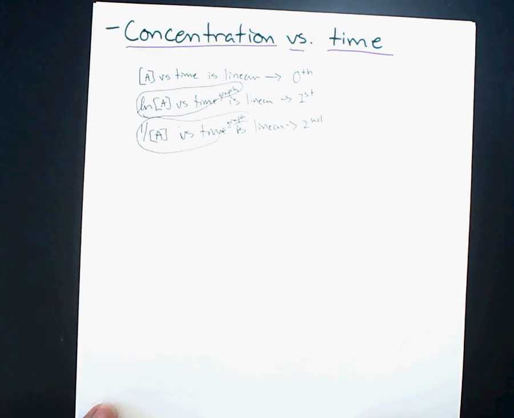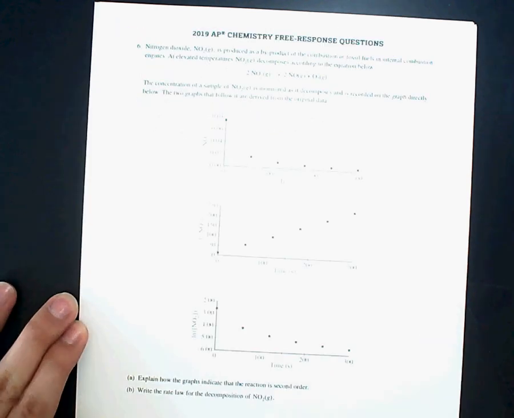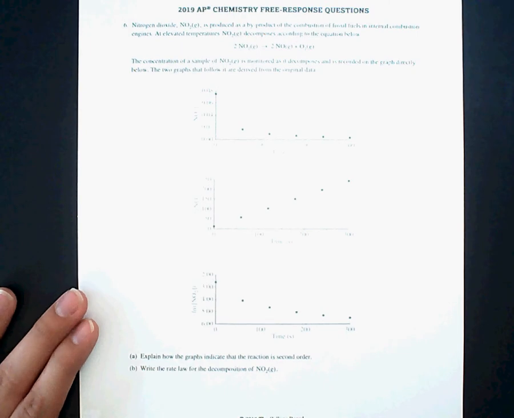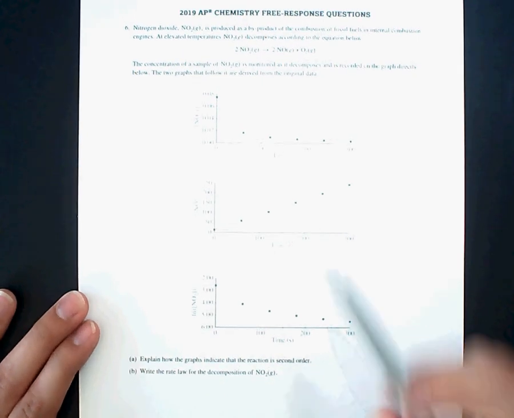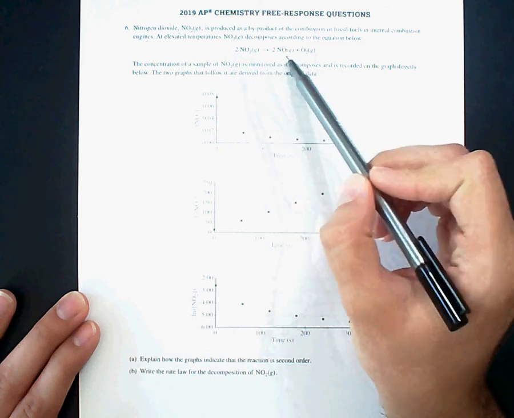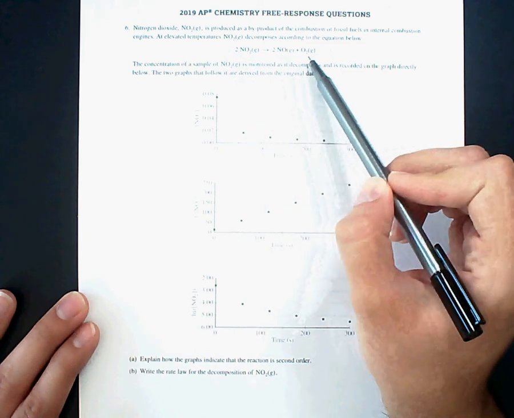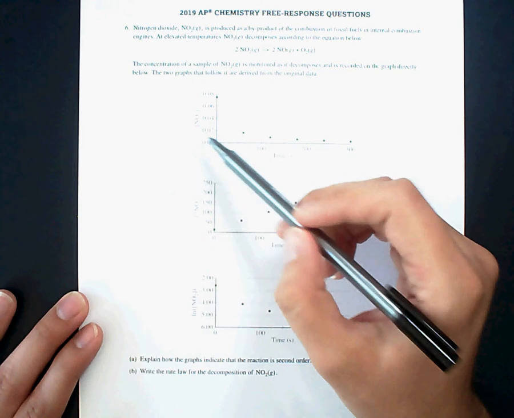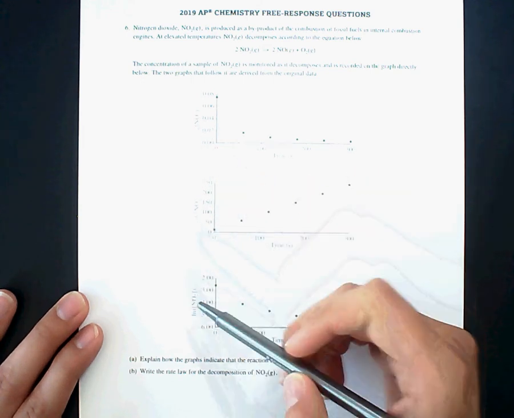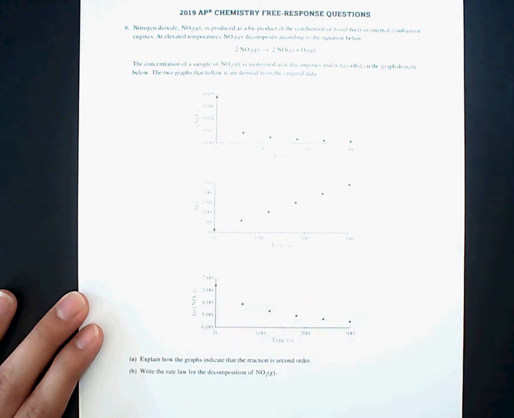So let me give an example of this problem. This comes from the 2019 AP exam. It's kind of hard to see with the setup here, but that's okay. We have nitrogen dioxide decomposing into nitrogen monoxide and oxygen here. And then we have graphed on each one of these: this is concentration, this is 1 over concentration, and this is ln of concentration versus time.